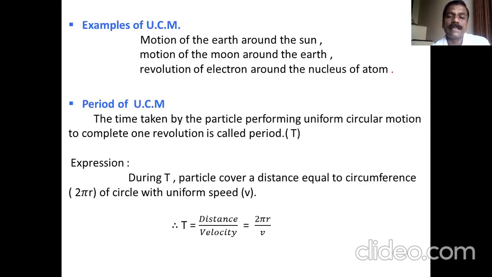So if we take time as capital T, that is the period, then in that time the distance covered is 2 pi r, divided by the velocity v. So this is an expression for capital T, the symbol for the period of a UCM. When the particle is performing uniform circular motion, the period is calculated using this formula: capital T is equal to 2 pi r divided by v.